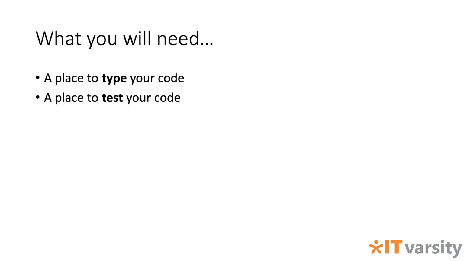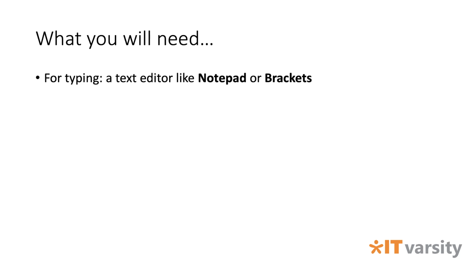So basically, you need two types of computer programs to develop. The one is you need a place where you can type your code, and secondly, you need a place where you can run and test your code. Now, as far as typing goes, you can use just about any text editor. Now, most Windows machines come with a text editor called Notepad, or if you have a Mac machine, you can use a program called TextEdit. But I would recommend a program called Brackets over both of these, and I'll show you why shortly.